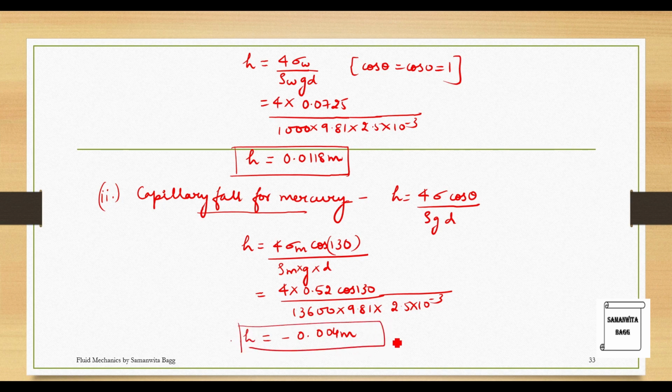If you have to interpret the value of h, which is showing negative sign, you can just write here h is equal to 0.004 meter, and negative sign indicates fall of mercury level. So every negative sign actually has an interpretation. It doesn't mean that the value of height has gone negative. It just indicates that there is a fall of mercury level in the capillary tube.